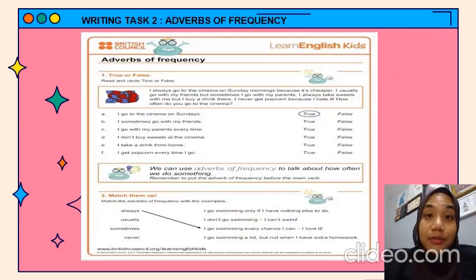Phew! You are now done with part 2 of today's lesson. So, as usual, before we move on to the third part of today's lesson, this is the adverbs of frequency worksheet that you need to complete on your own. As usual, after you have finished doing the worksheet, snap your answer and send it personally to my WhatsApp number.